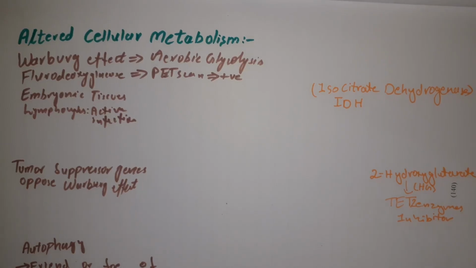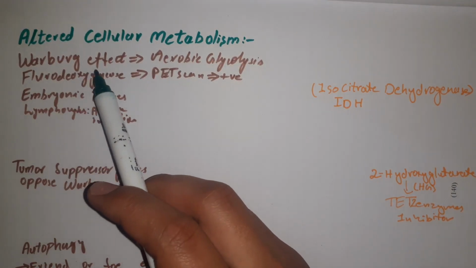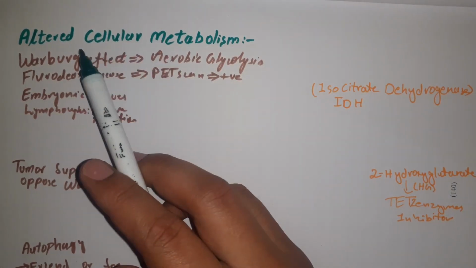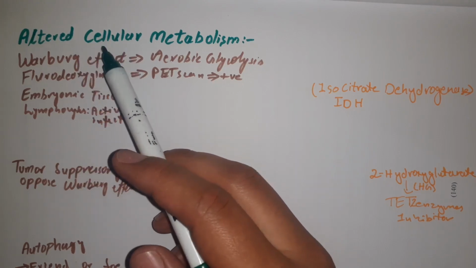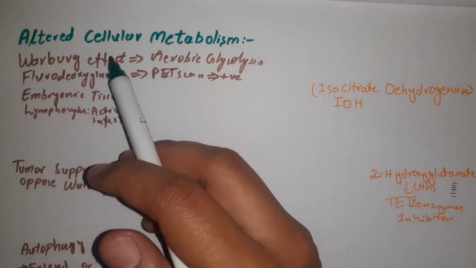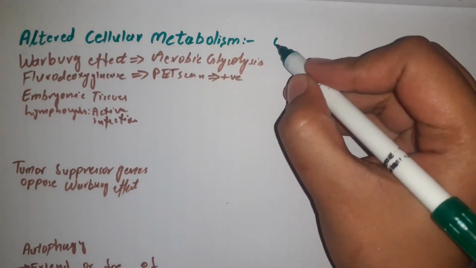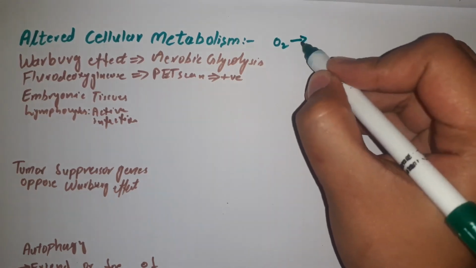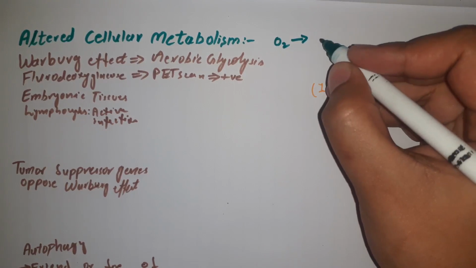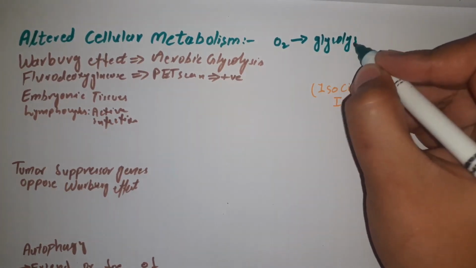Hi there. In this video, we are going to discuss the third hallmark of carcinogenesis, which is altered cellular metabolism. In addition to other characteristics, cancer cells also show a changed way of cellular metabolism. Even if there is an abundant supply of oxygen, they still move towards aerobic glycolysis, or they rely upon glycolysis for their metabolic demands.